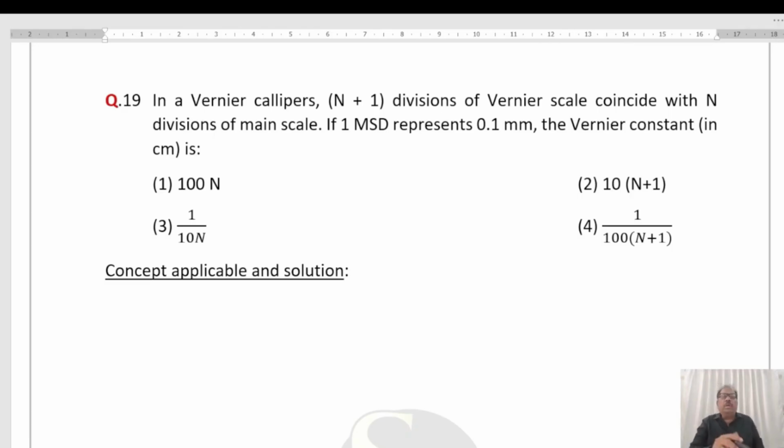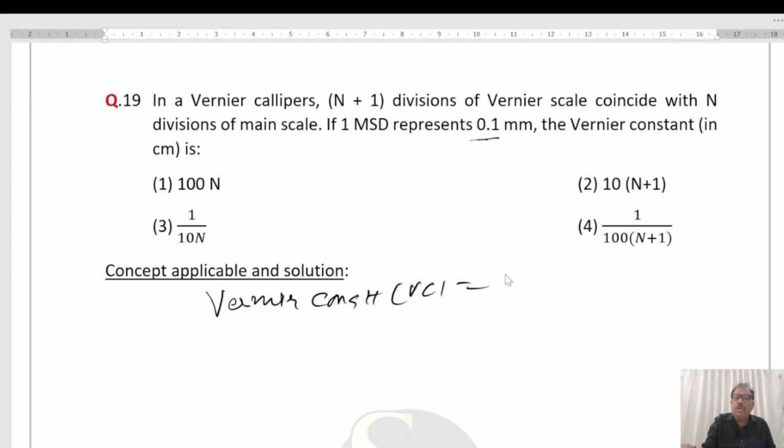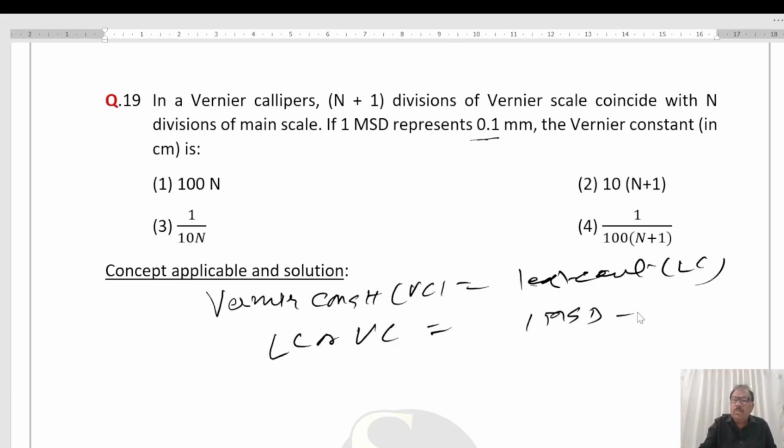Next question. Question is, in Vernier calipers, n plus 1 divisions of the Vernier scale coincide with n divisions of the main scale. If 1 MSD represents 0.1 mm, then find the Vernier constant in centimeter. Vernier constant or least count are the same, right? And least count or Vernier constant is given by 1 MSD minus 1 VSD.